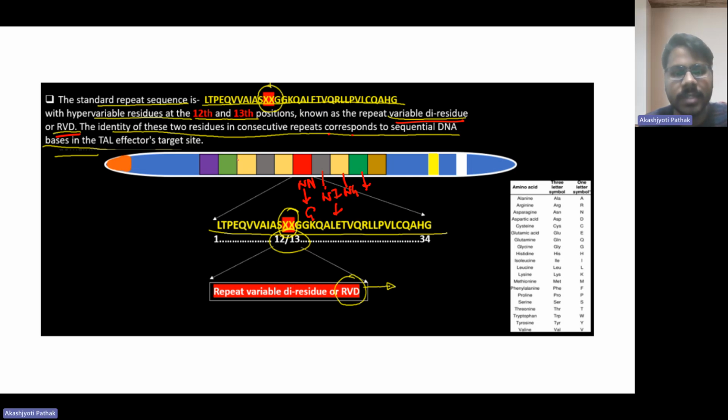So you can engineer this. The hypervariable domains can be designed. Depending on your target sequence, you can choose the corresponding hypervariable domain that has to be present in this TALEN protein.